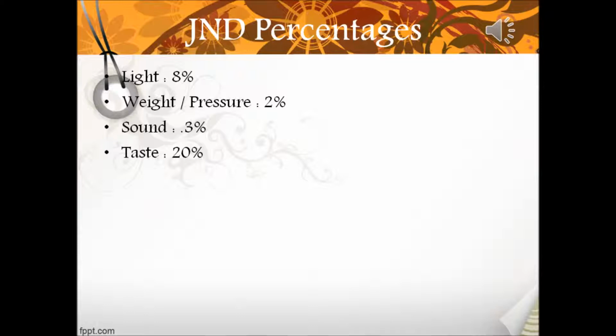When it comes to just noticeable difference percentages, a change in light is first noticed at around 8%. For weight, it's 2%. For sound, it's 0.3%. For taste, it is 20%. An example is, in order to determine a difference in volume of a song, you must turn it up at least 1/3 of its original volume.